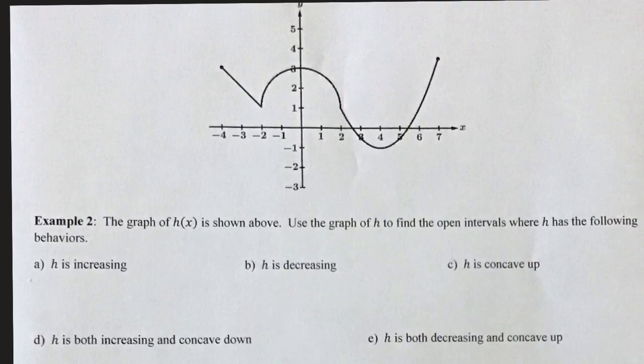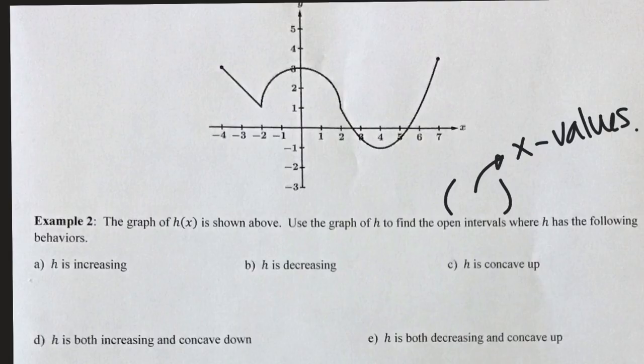And we're going to find the open intervals. Open intervals means we're using parentheses, not brackets, where H has the following behaviors. So we're looking at what we were just doing applied to a graph. On what x values? Remember, an open interval, these are always x values, where the graph is doing a certain thing. And it's always the smallest value on the left, or the leftmost value, to the largest value on the right. Small to large, from left to right. We're going to write it in parentheses separated by a comma.